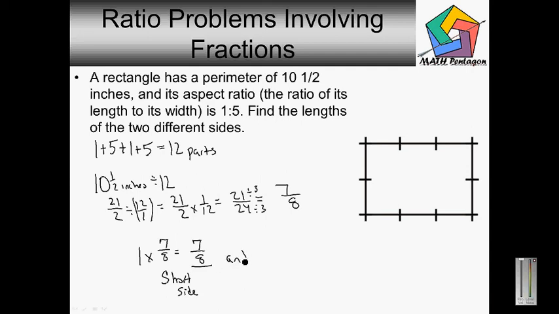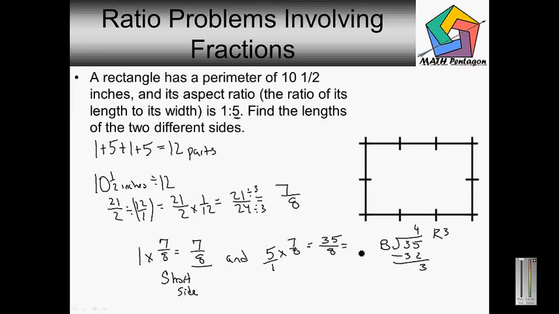Now for the long side, we just basically multiply 5 times 7 over 8. So 35 over 8 would be the answer, but we could change this to a mixed number. So we do 35 divided by 8. 8 goes into 35 4 times. 8 times 4 is 32. 35 minus 32 is 3. So we have a remainder of 3.